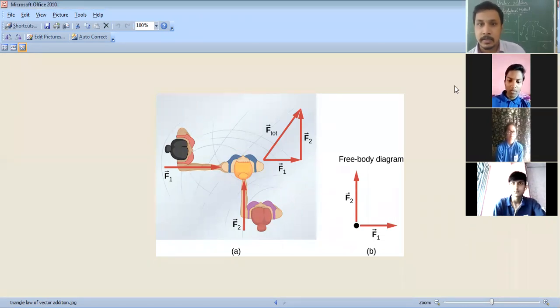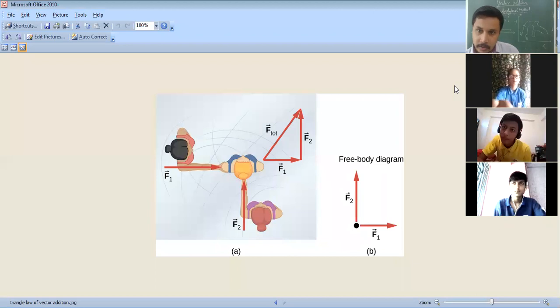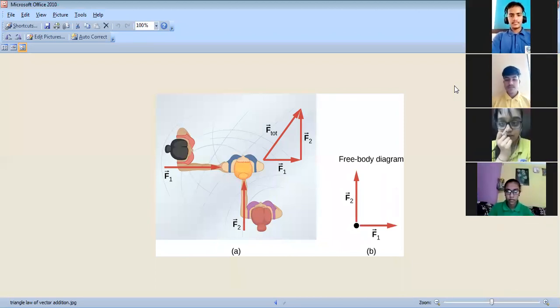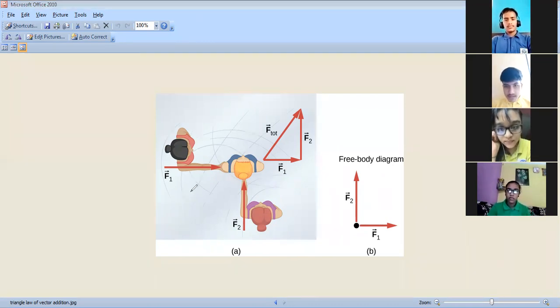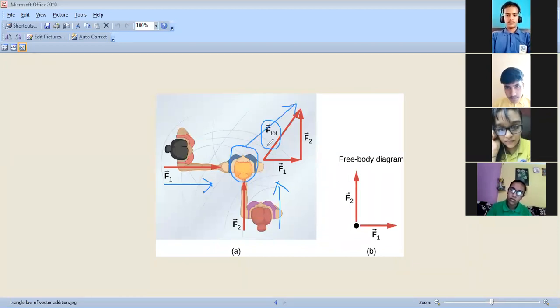Yes, sir. Can you figure out what this figure is indicating? What is the clear example of triangle law of vector addition? One of the girls is giving a force from this direction, and one from this direction. So this girl will be going in which direction? She will be going in the direction of this resultant, pushed in this direction by using triangle law of vector addition.